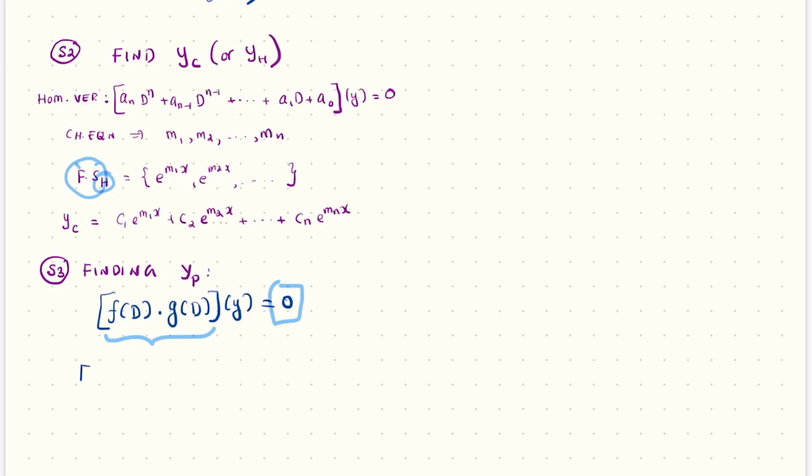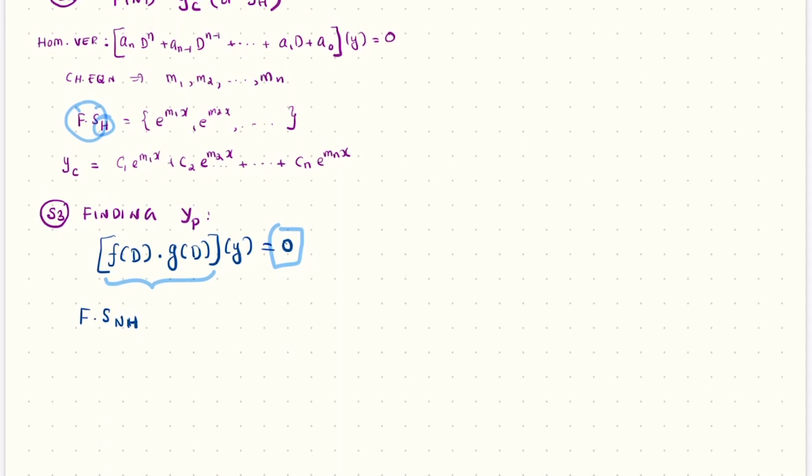I'm going to call that f as nh. This is very, very important. I'm going to call that f as nh because that comes off of the g of D. G of D comes off of the non-homogeneous part, so I'm going to call it the fundamental set that comes off of that in relation to the non-homogeneous part. So I'm going to call it f as nh, right?